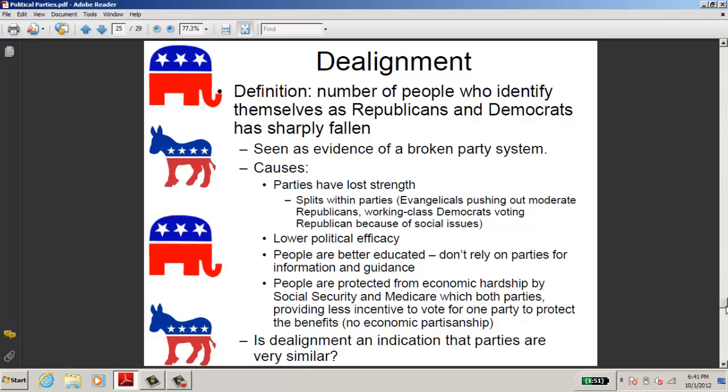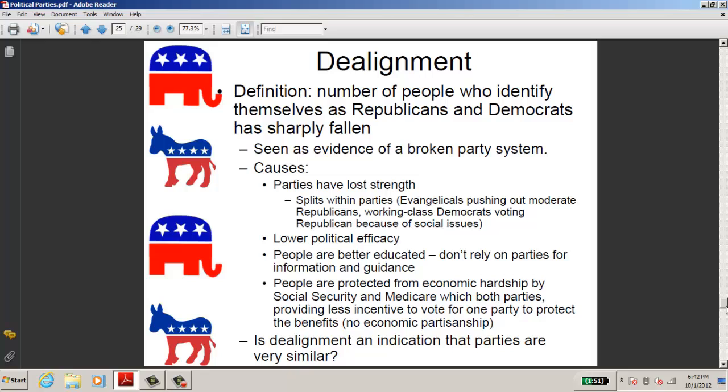And then finally, people are protected from economic hardship by the safety net, Social Security and Medicare, which both parties protect. So there's no economic incentive necessarily in a lot of cases to vote for a given party. Now, this used to be different. A lot of immigrants would vote consistently Democrat because they viewed the Democratic Party and the party bosses, guys like Boss Tweed, as helping them economically, that the Democratic Party would provide specific services.